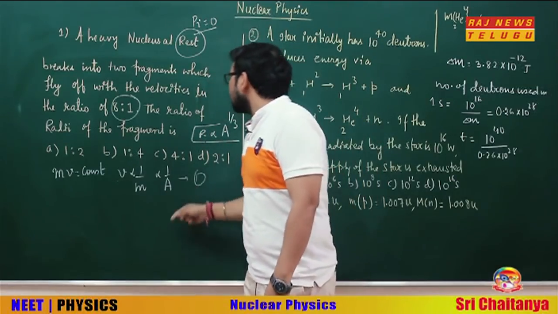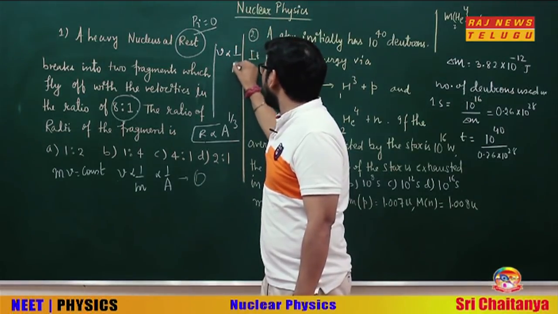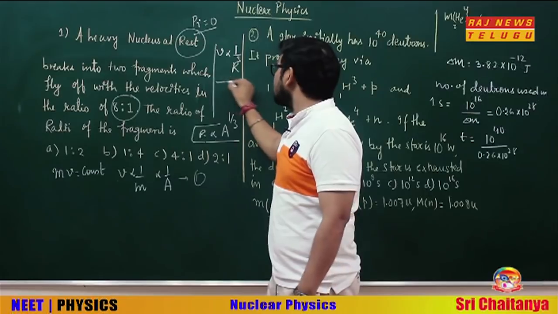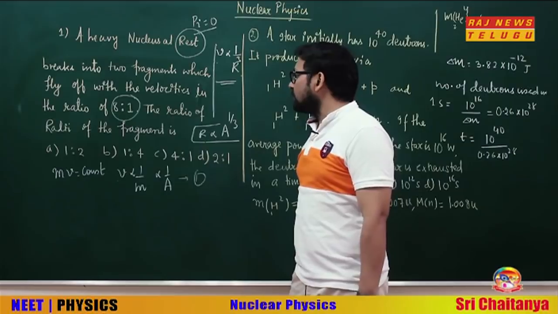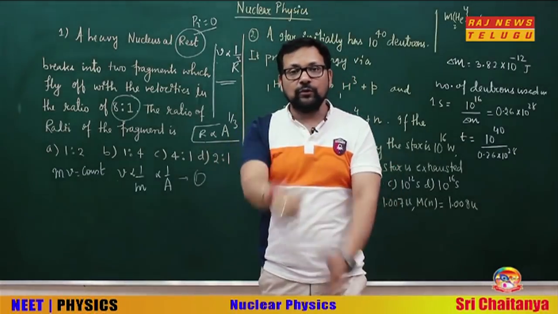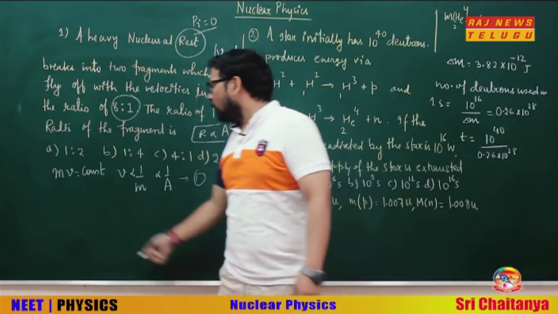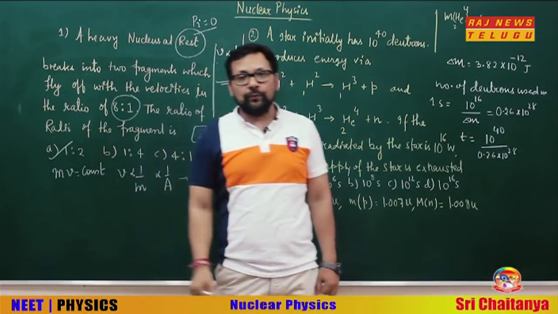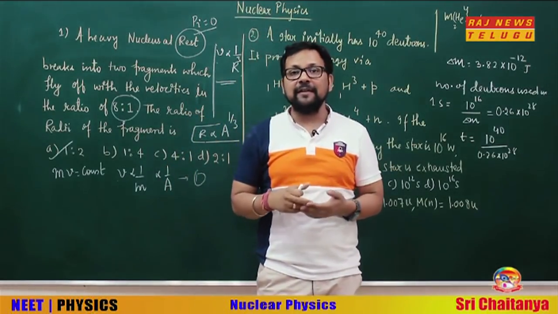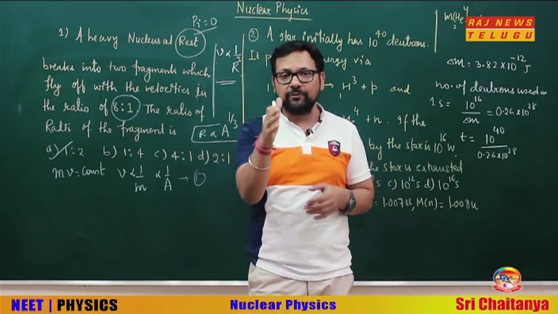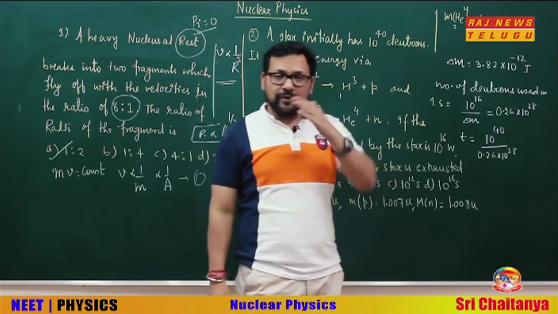So velocity is inversely proportional to R cubed. If the velocity ratio is 8:1, with the inverse relation, taking the cube root of 8:1 and inverting gives 1:2. Numerical calculation is not much here. What you have to learn is that if a heavy nucleus is splitting, you have to apply momentum conservation. Now moving to the next question.